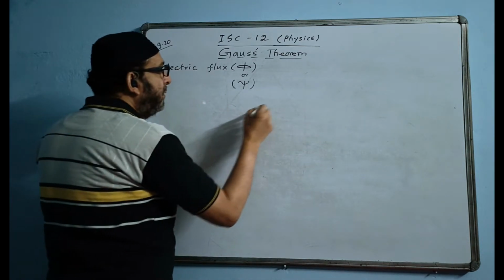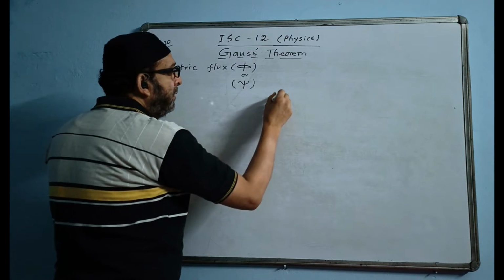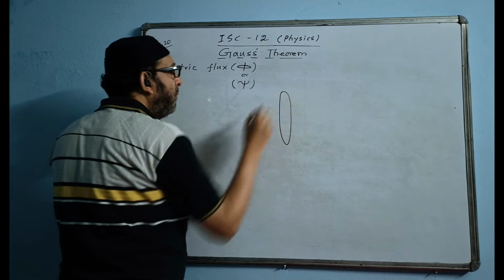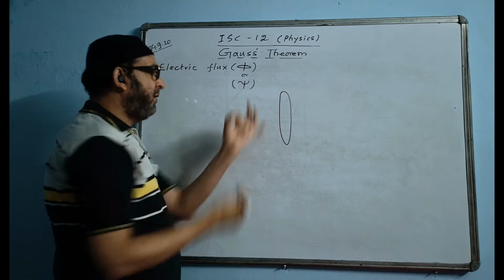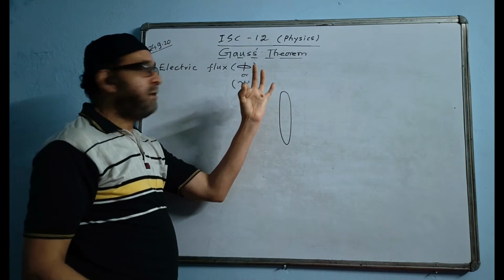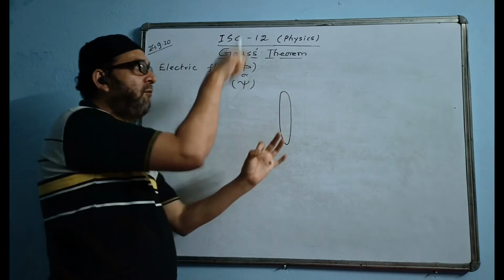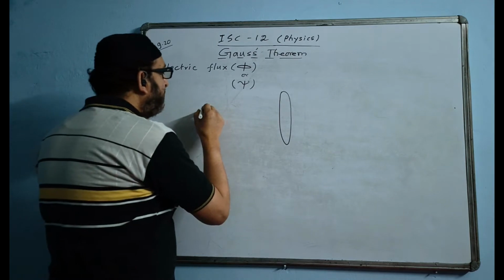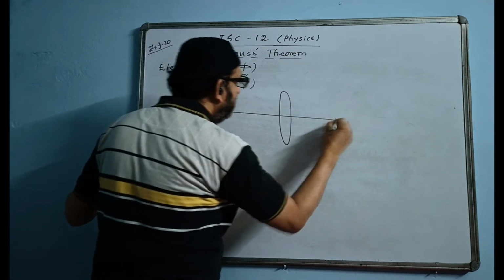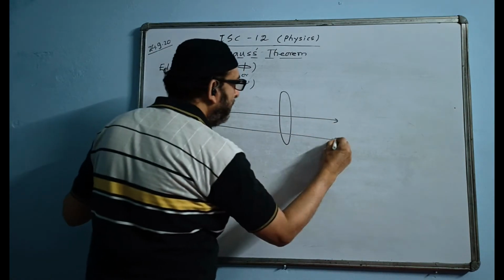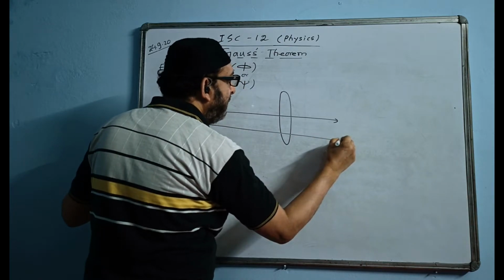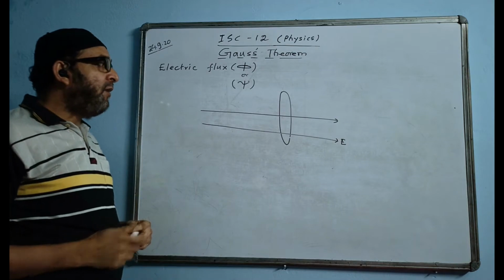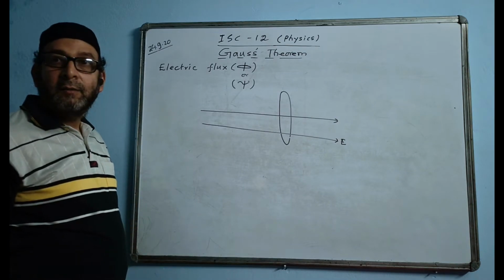Suppose I draw a surface like this. This is the surface, a circular surface, like a vertical circle. And the lines of force are going like this. These are the lines of force. The electric field is acting in this direction.